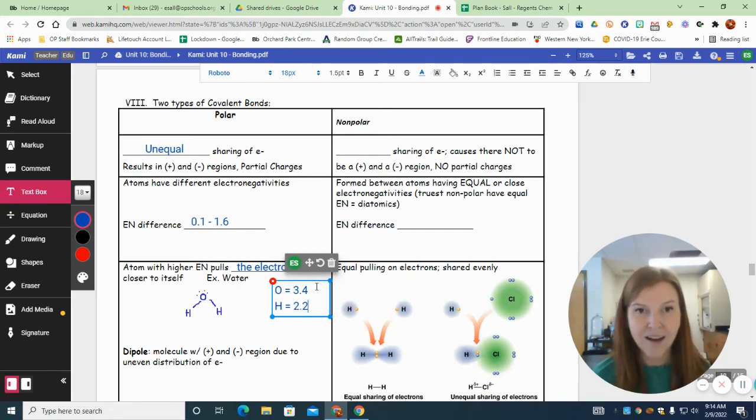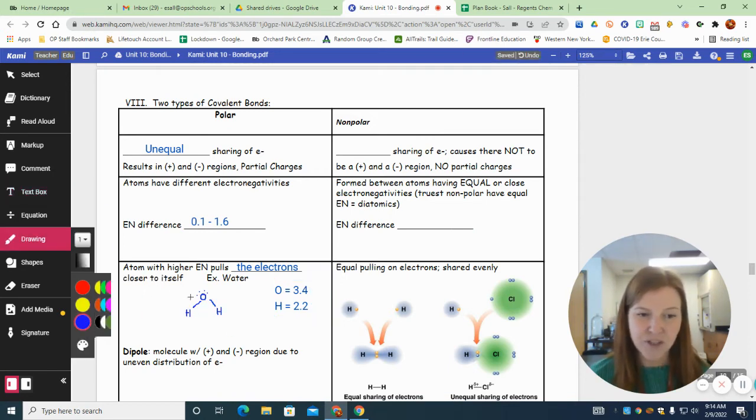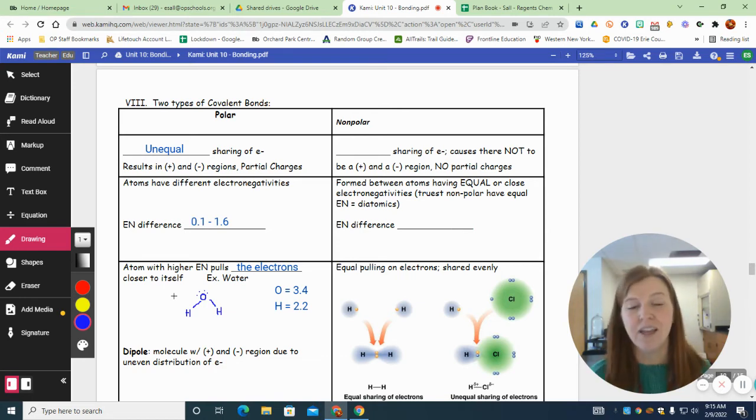So oxygen is more electronegative, which means the electrons that are in this bond between the hydrogen and the oxygen are going to spend the majority of their time around the oxygen because oxygen has the higher electronegativity value. It's stronger. If they were in a tug of war, oxygen would win. So it results in what are known as partial charges, and your molecule is now referred to as a dipole. It's a molecule that has positive and negative regions due to uneven distribution of electrons.